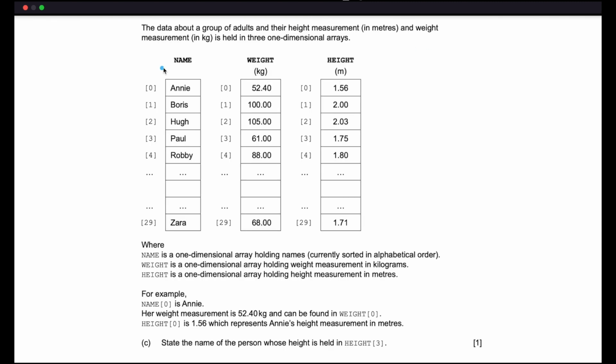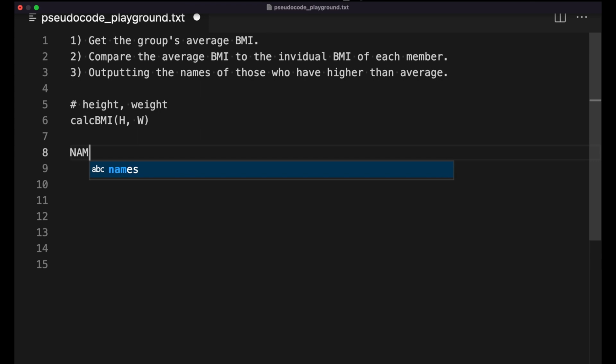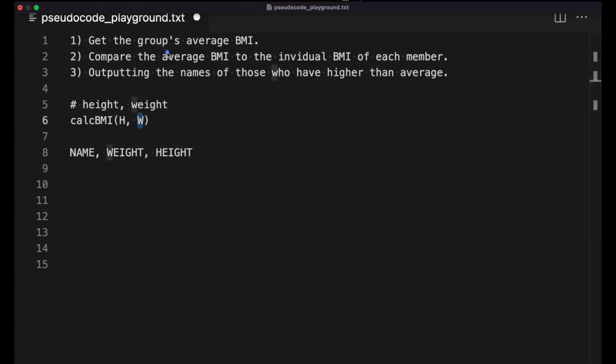So we've got the name array, we've got the weight array, and we've got the height array. And all of these indices correspond to each other, as we talked about. So Annie, 52.4, 1.56, index 0. So we'll just make a list of those right here. We've got name, weight, and height. Okay. So we know what we have to do, and we know what data structures we have to work with.